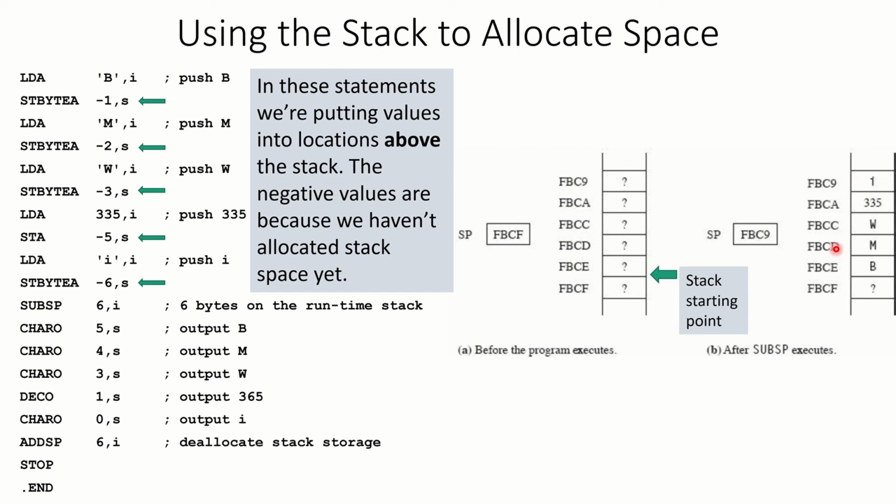The thing to keep in mind is that we're using this negative value because we haven't allocated any space on the stack yet. The stack pointer is still pointing at FBCF. So as far as the system is concerned, the stack ends right there. That's where the stack ends. Anything on the stack would be below that.